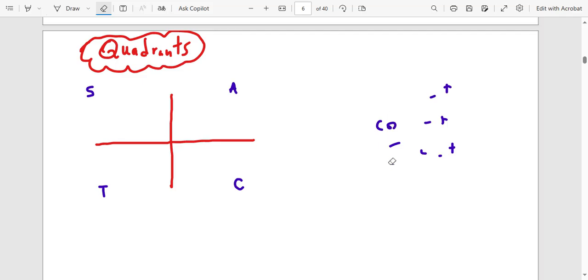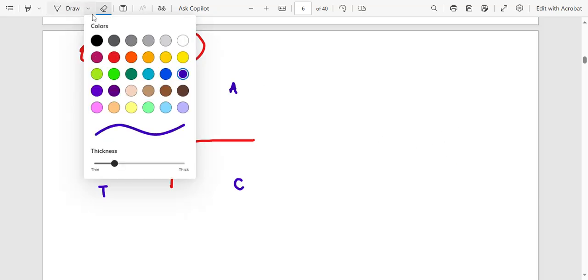For example, 330 is in the fourth quadrant. So cos 330 is positive, while tan 330 and sin 330 will be negative.